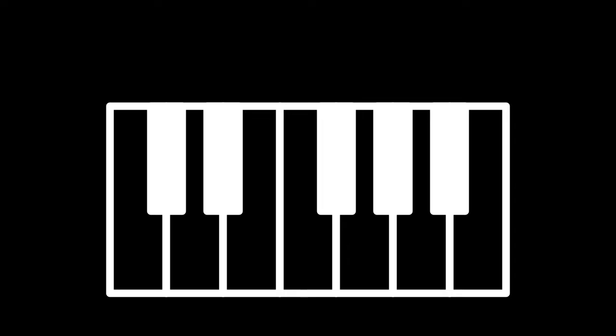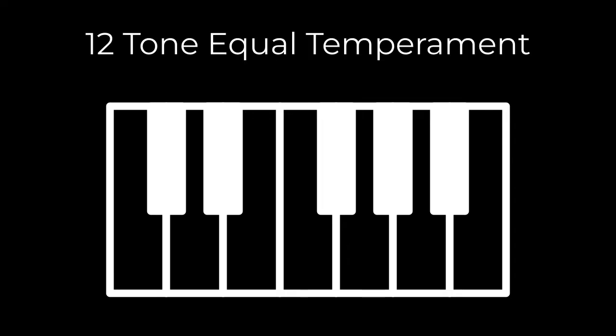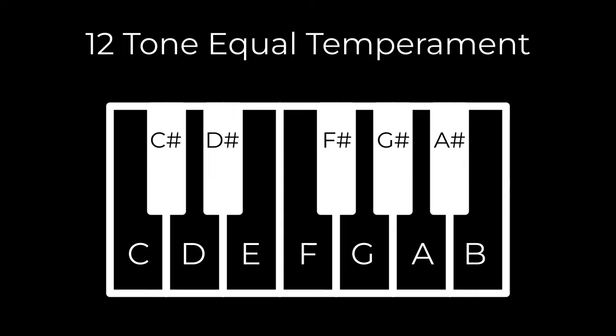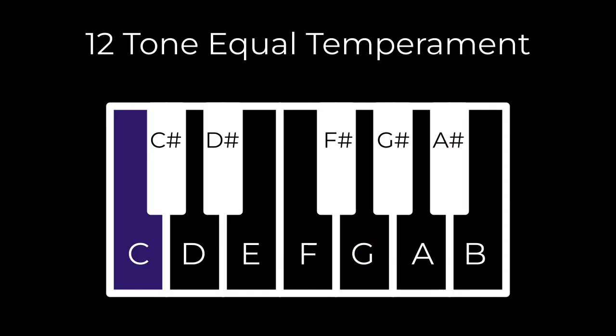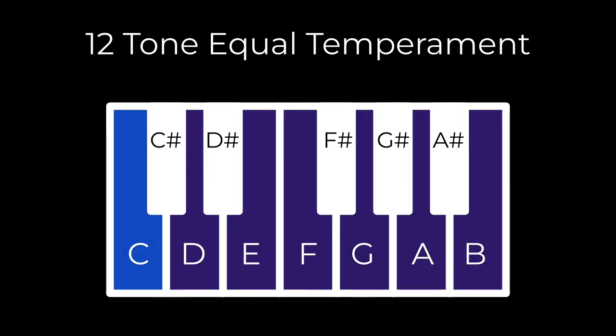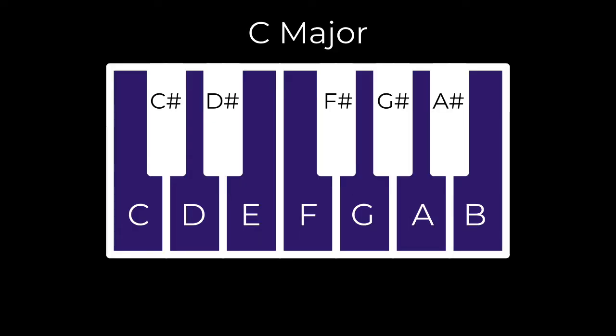Almost all music you will hear today uses a set of frequencies that we call 12-tone equal temperament. This means that there are 12 unique notes and they are all spaced equally apart from one another. We can then sort these 12 tones into sequences and call these sequences scales. Here's a pretty common one. We call that one C major because it starts on the note C and then follows a specific pattern.